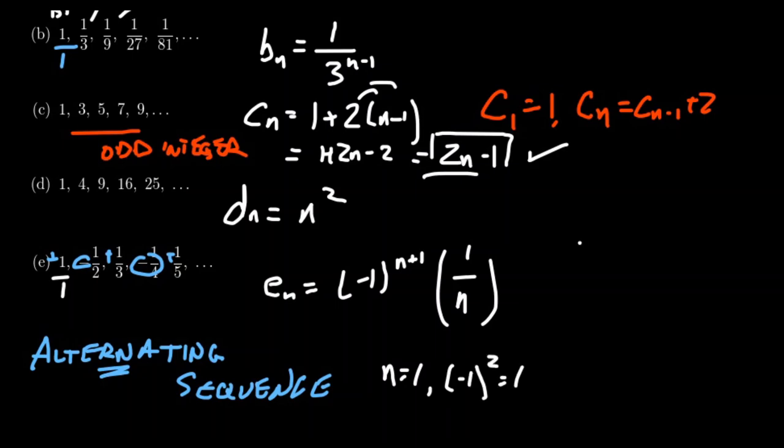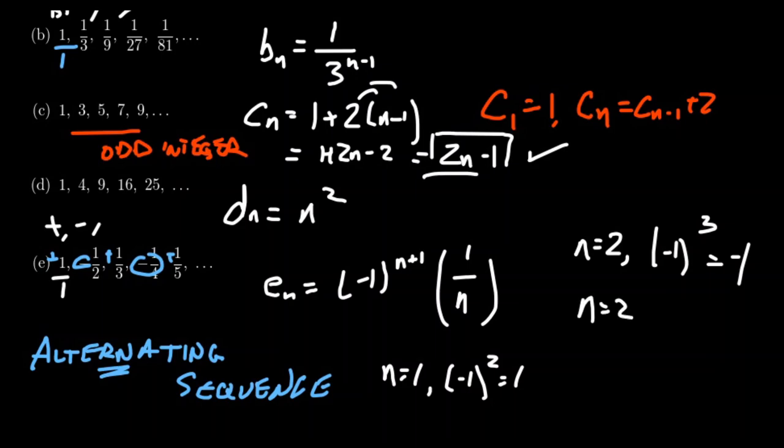When you take n equals 2, you're going to get negative 1 to the third power. That's an odd power of negative 1, so you get a negative 1. And that matches up with that sequence we saw, positive, negative. The next one, if you do n equals 3, you're going to take negative 1 to the fourth power, which is a positive 1. And so then the pattern continues, positive, negative, positive, negative.